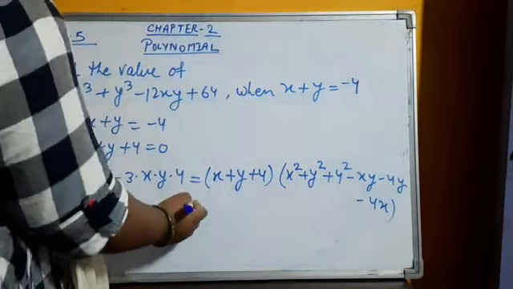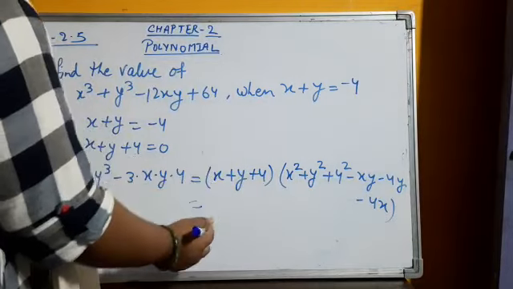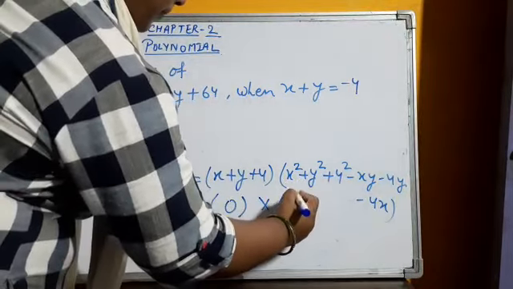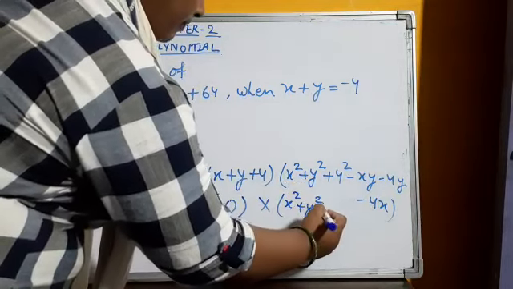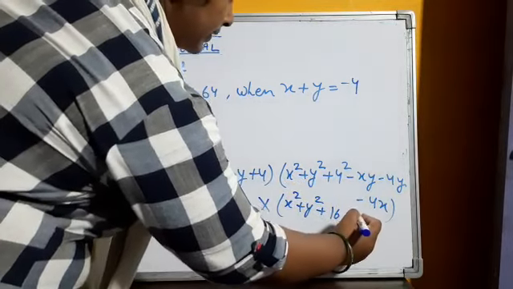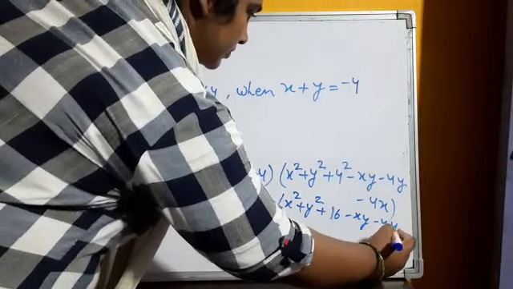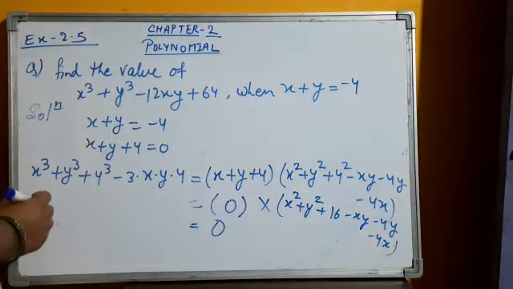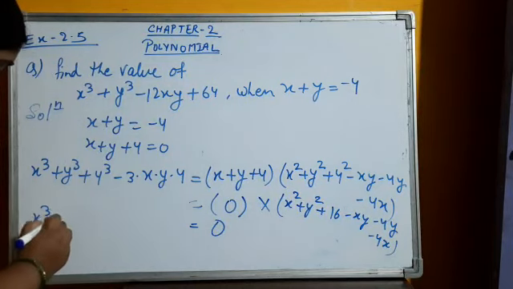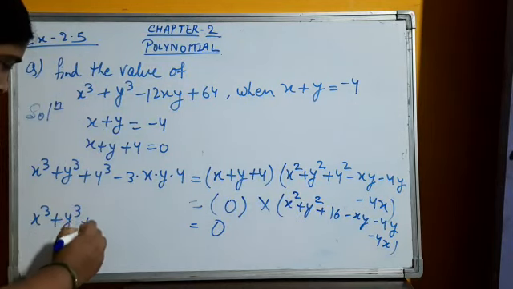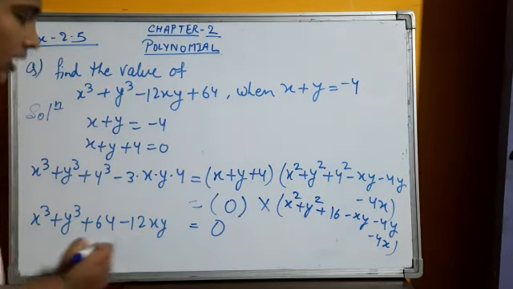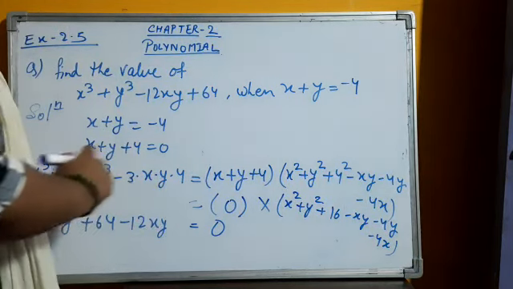So when we put x + y + 4 equal to 0, 0 multiplied by this whole term will become 0, and we have x³ + y³ + 64 − 12xy equal to 0.